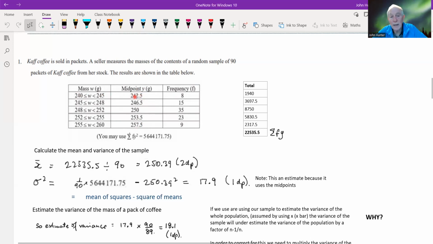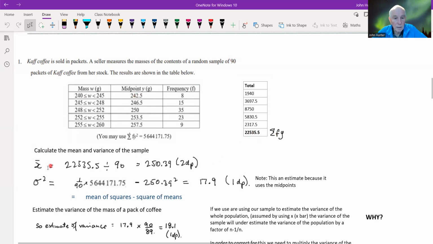So if we want to get back to the total weight for those 8, then we're just going to multiply by this mean, this midpoint. We're assuming it's the mean of those 8. So we multiply it out, we get that, and then we do the same thing for all the other rows. We add all those up, and that 22,535.5 is, well, it's an estimate, but it's what we are taking to be the total mass of these 90.